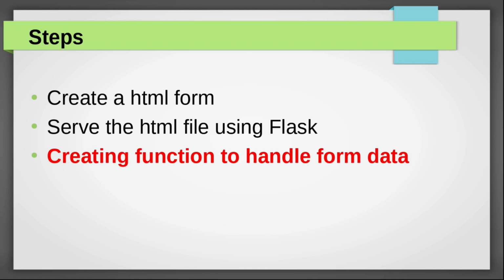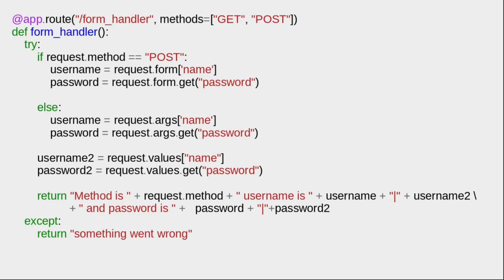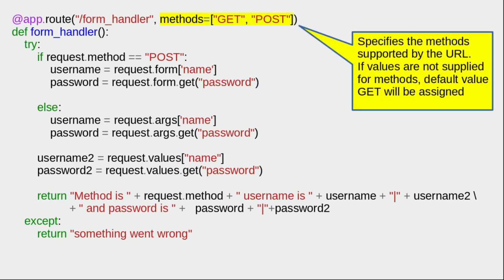The final step is creating a Python function to handle form data. This is the Python code to handle the form data and I will discuss it in detail. Here, the route decorator specifies the methods it supports. By default, the value will be get.